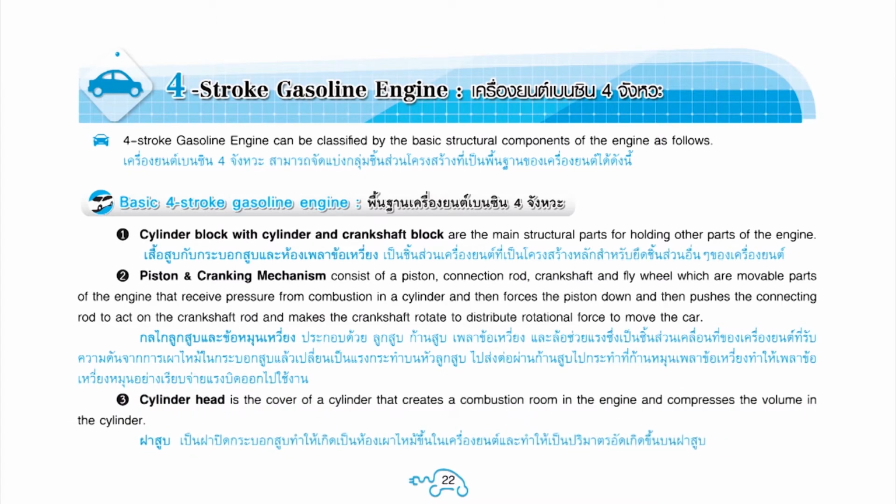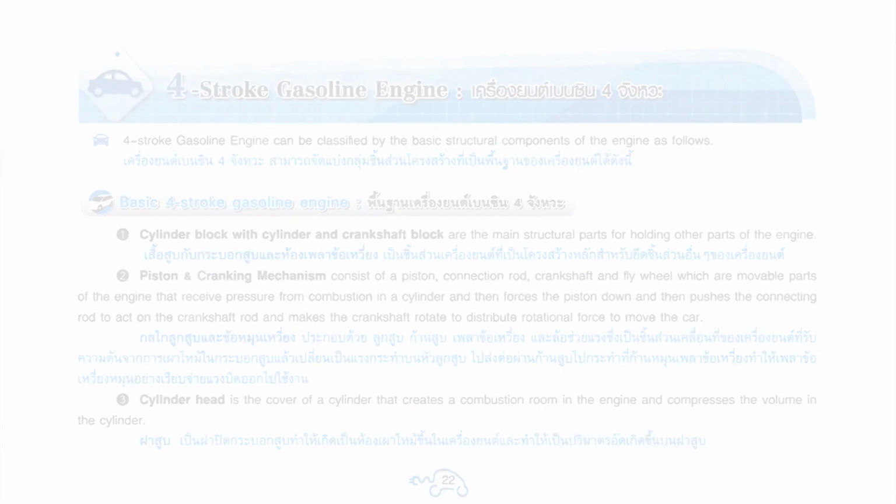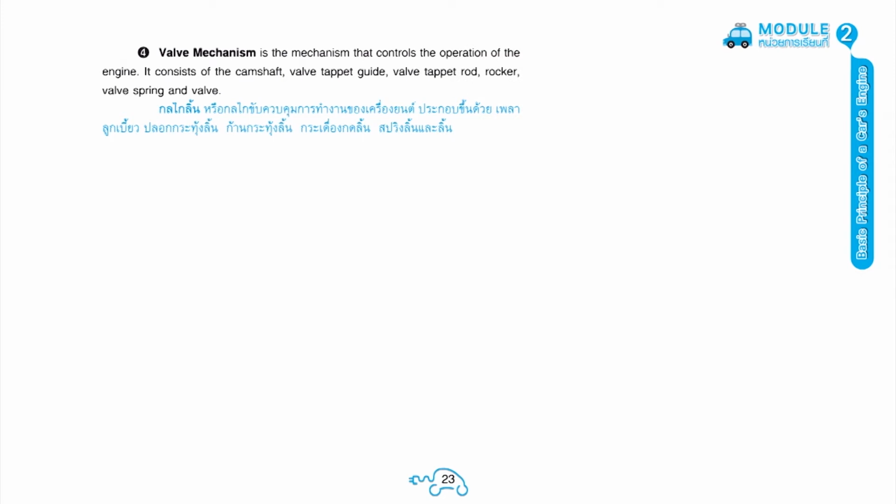3. Cylinder head is the cover of a cylinder that creates a combustion room in the engine and compresses the volume in the cylinder. Page 23. 4. Valve mechanism is the mechanism that controls the operation of the engine. It consists of the camshaft, valve tappet guide, valve tappet rod, rocker, valve spring, and valve.